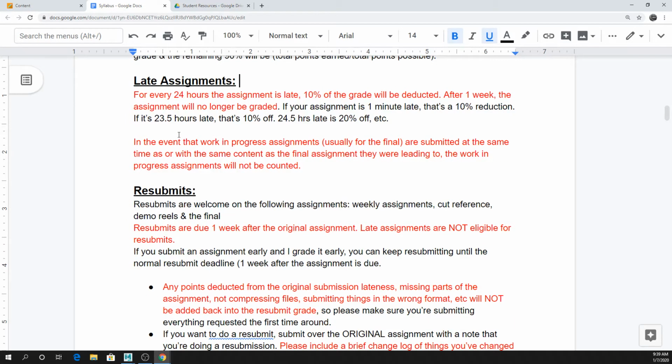The only other thing I want to note about late assignments is work-in-progress assignments, usually for the final. If you're doing something like rough animation that's due the week before the final, and you don't submit it until the day of the final, when you submit your final with the exact same content, I am not going to grade that. Work-in-progress assignments are there for two reasons: one, to keep you on a hopefully reasonable schedule, and two, so that we can look at them in class and you can get feedback before submitting the final assignment. If you're just submitting the same thing as the final on the day of the final, it defeats both of those purposes, which is why those will not be graded. Does that make sense? Excellent.